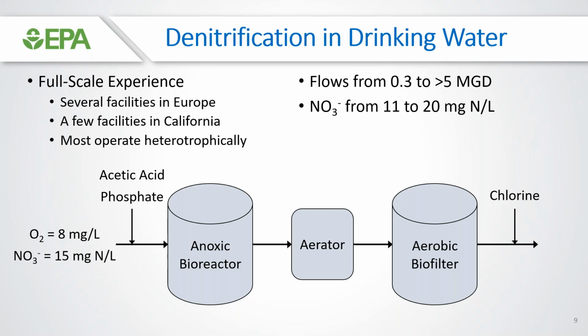And in that, the oxygen gets consumed and the nitrate gets consumed by bacteria, so that coming out, ideally, we have no DO and no nitrate. And then the water would get run through an aerator and through a polishing aerobic biofilter. And then we add chlorine and send it out to distribution.